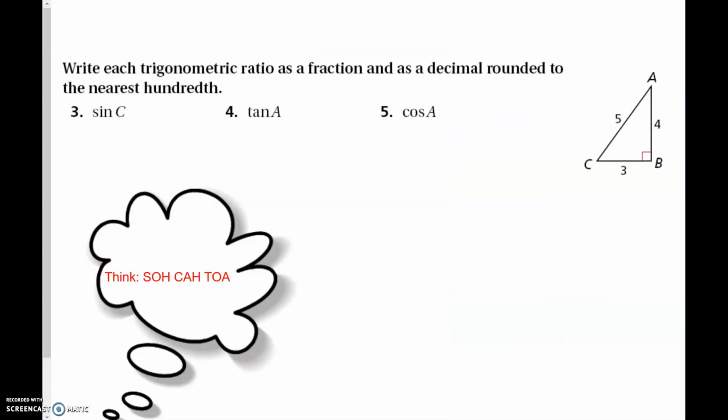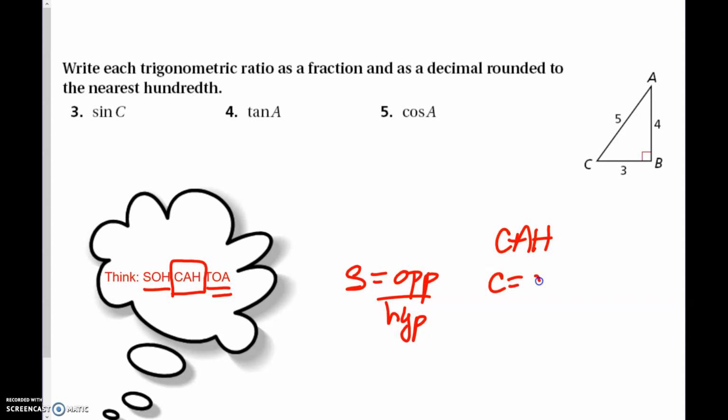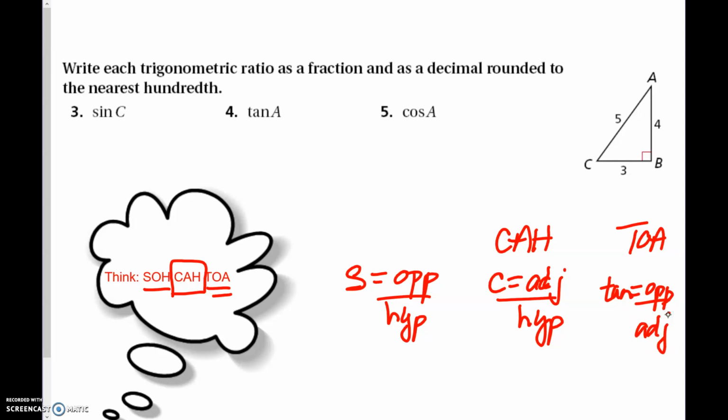So let's see here. Sine of C. Okay, sine. So here you can see where you hear people say SOH CAH TOA. SOH stands for sine is opposite over hypotenuse. CAH, C-A-H, is cosine, is adjacent over hypotenuse. And then TOA is tangent, is opposite over adjacent. Okay, so these are the three ratios that you're going to be using.